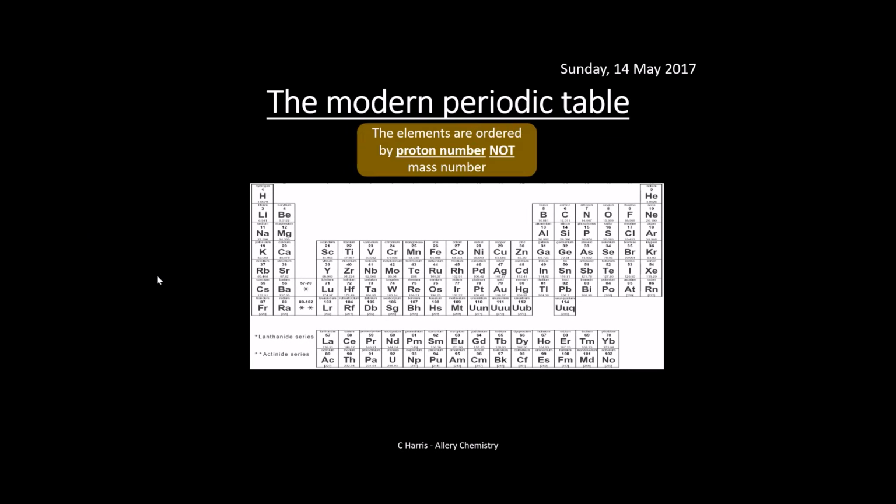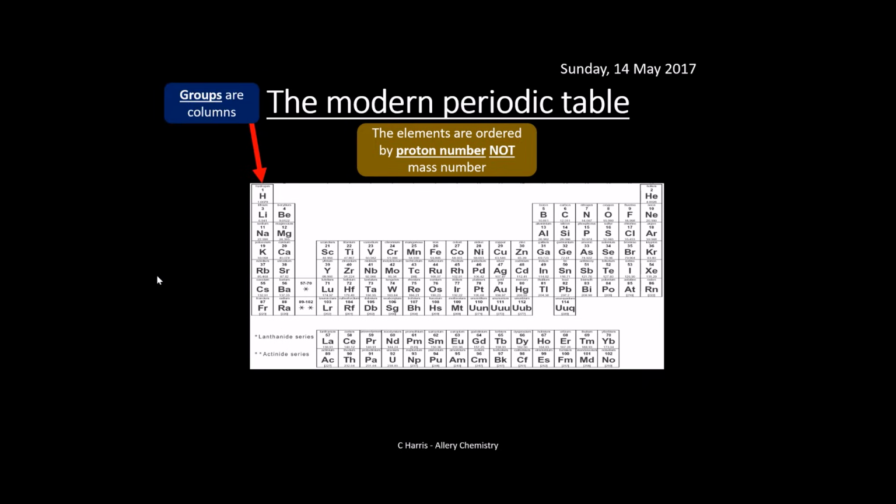Okay, so let's go back to this modern periodic table again. The elements are ordered by proton number, not mass number. This is very important because we're talking about periodicity here. This is the trend, so we need to know about the periodic table. So proton number, not mass number.